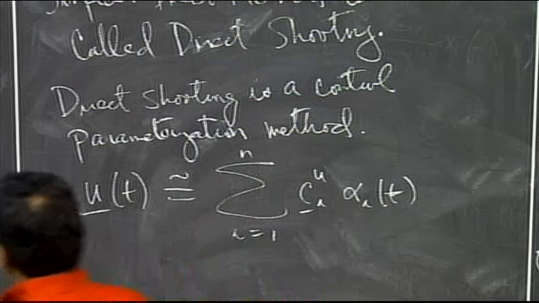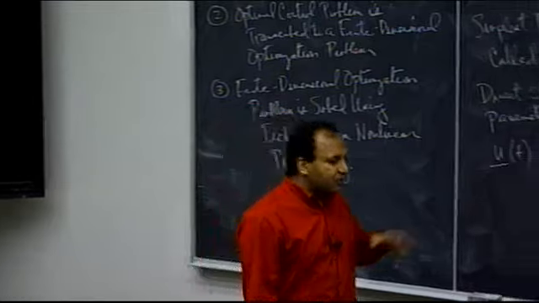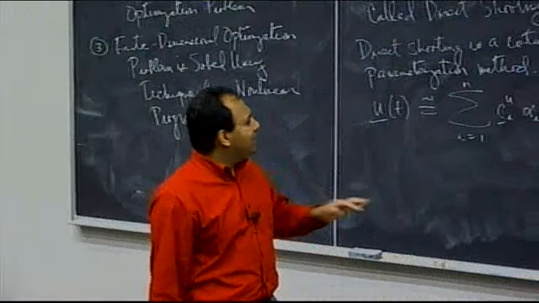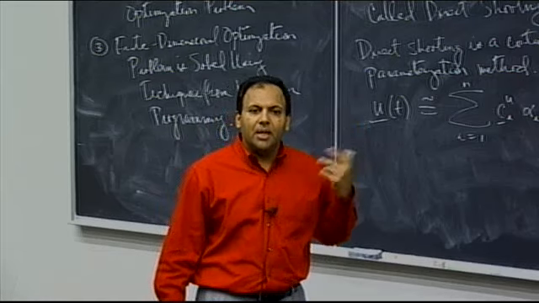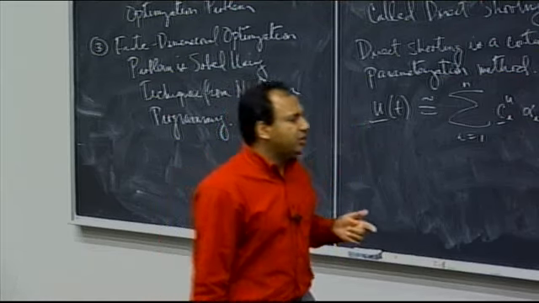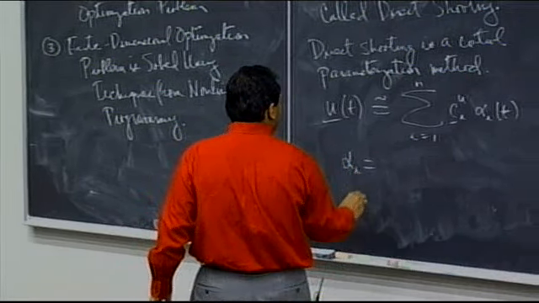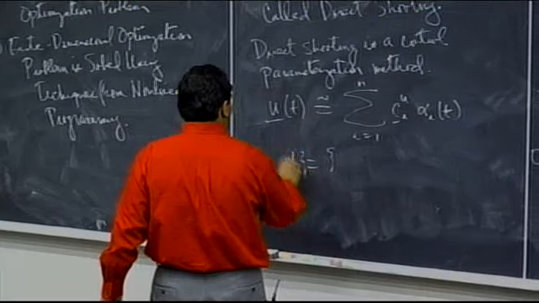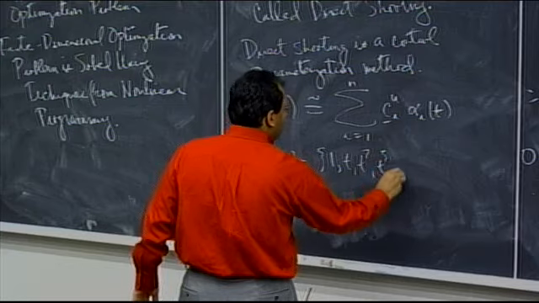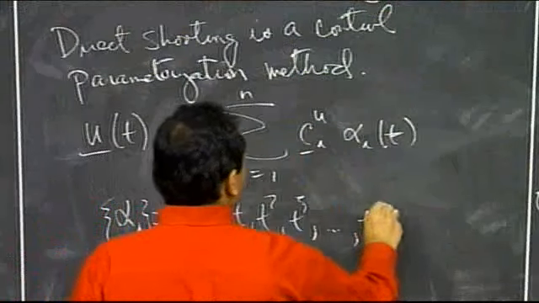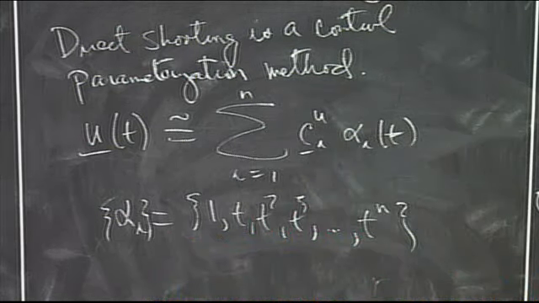Now, what do you choose the coefficients to be? What do you choose those functions to be? The simplest way to do this is to choose these functions to just be simple things like polynomials. So for example, we could choose alpha_i to equal the set 1, t, t squared, t cubed, up to t to the n. It's really simple.